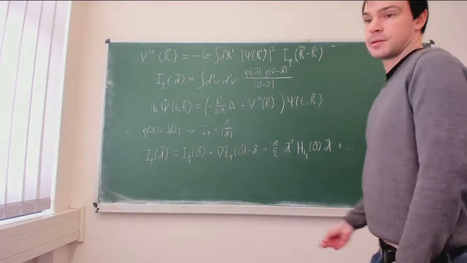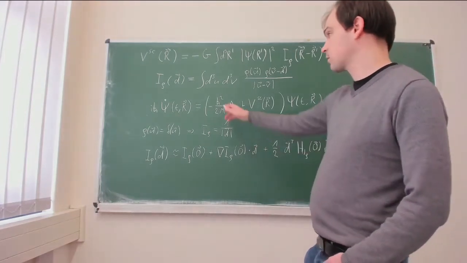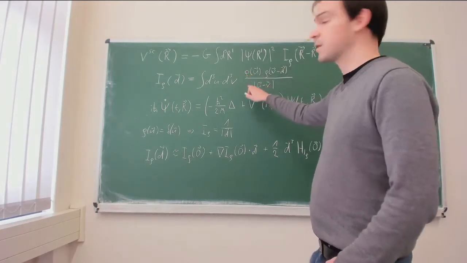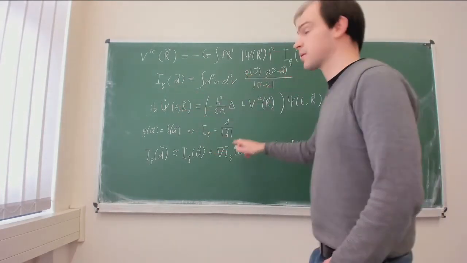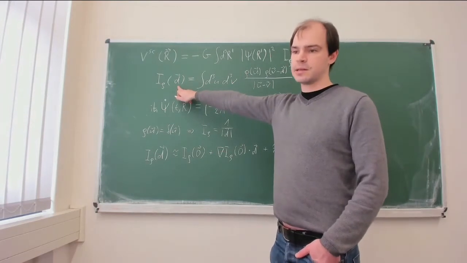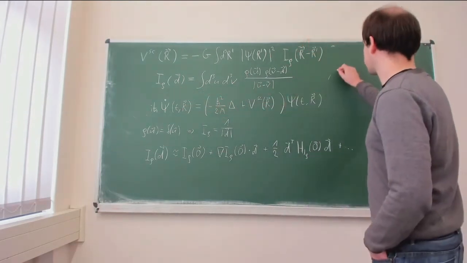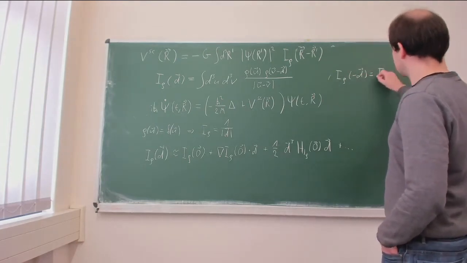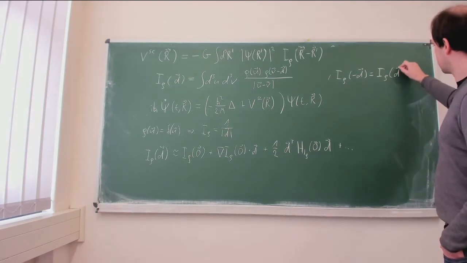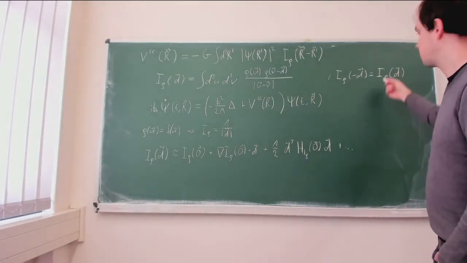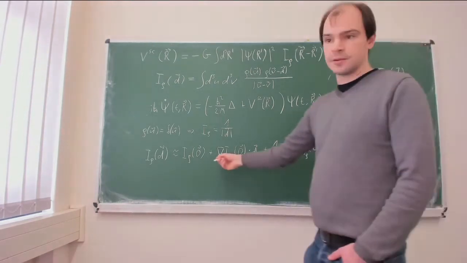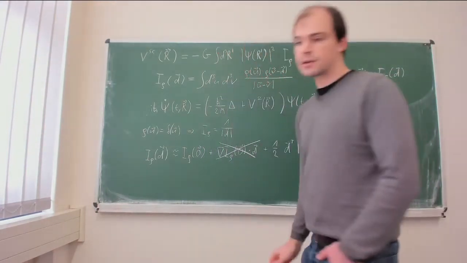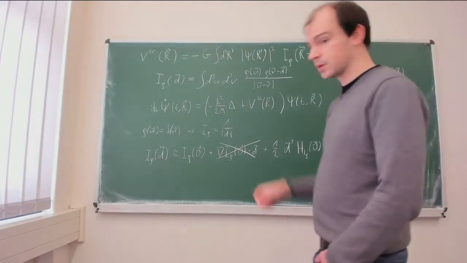And the first thing to note is that this function I rho is actually symmetrical. So it doesn't matter what this mass distribution is. I rho always has the property that if I go from d to minus d, I get the same. So I rho of minus d equals I rho of d. And because of this symmetry, the first order derivative at 0 vanishes. So this term does actually not appear.